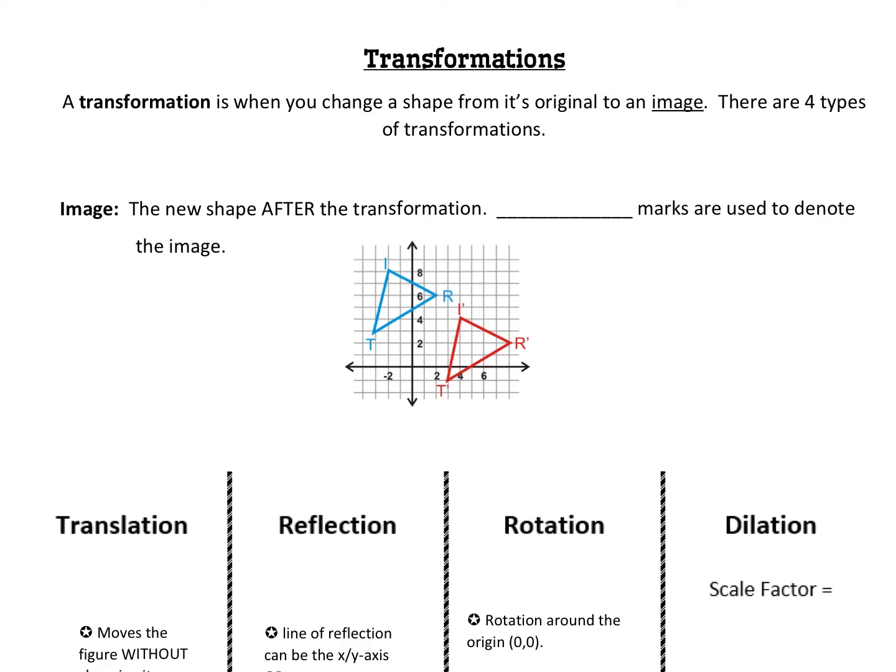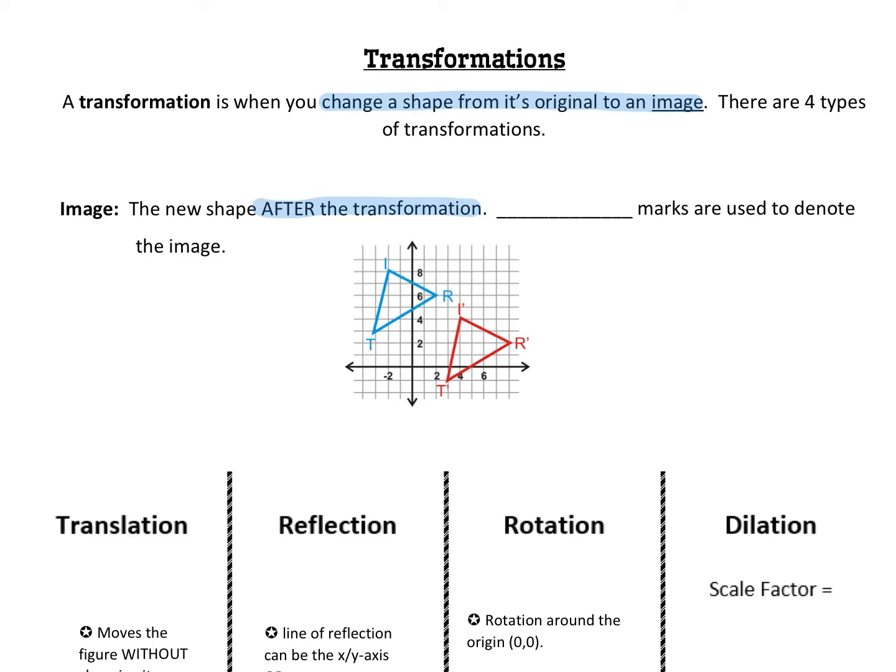Okay, let's talk about transformations. Simply put, a transformation is when you change a shape from its original to an image. There are 4 types of transformations that we're going to talk about and we'll see below. Now, the image is the new shape after the transformation.